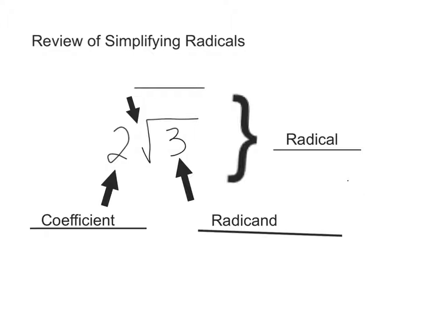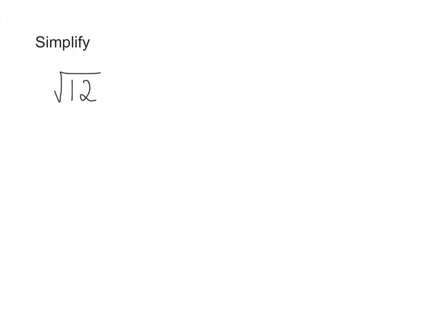Whether it's a square root or a cube root or whatever, what invisible number is in there? 2. There's a 2 in there. It's invisible. Whenever it's a 2, it's invisible. But what do you call that number? Anybody know what it's called? Starts with an I. Index. Yes. It's called the index.